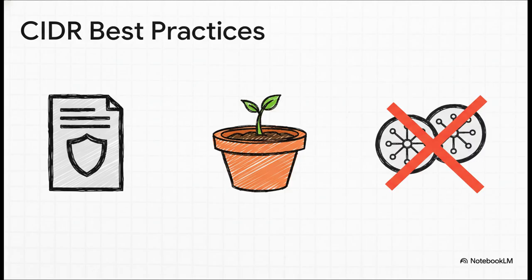And just a few pro tips to keep in mind. First, always use those standard private IP address ranges. Second, don't be shy. Choose a size that's big enough for you to grow into later on. And finally, and this is a big one, make sure your VPC's address range doesn't overlap with any of your other networks, like your on-premise data center. That's a recipe for major connection headaches.